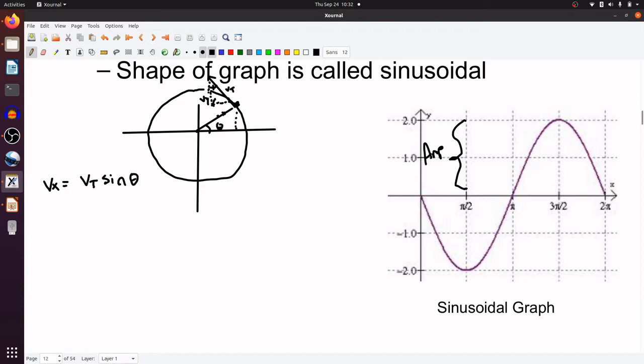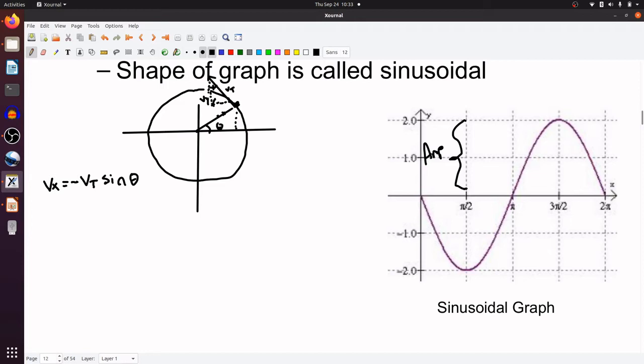So what I'm doing right here is I'm taking my tangential velocity and I'm finding the component that goes left and right, because remember we had that little ball and the ball went back and forth left and right. So we want to describe that motion. So we know that Vx is equal to Vt sine theta. Vx is going to the left, so I'm going to make this a negative Vt sine theta.